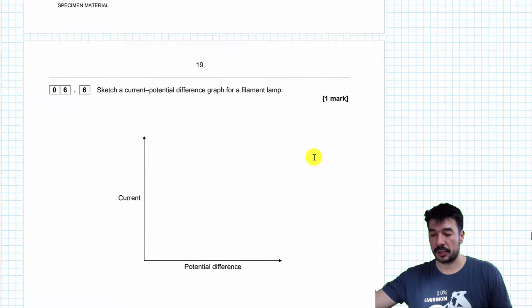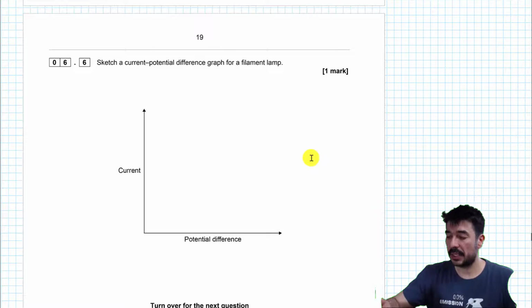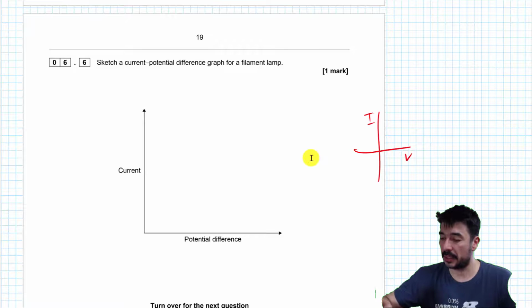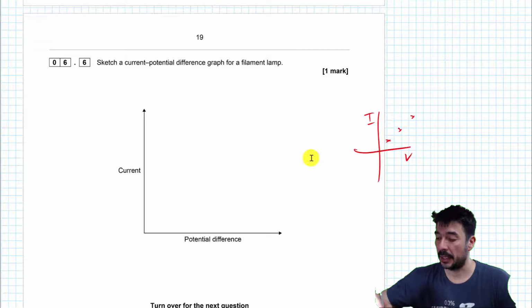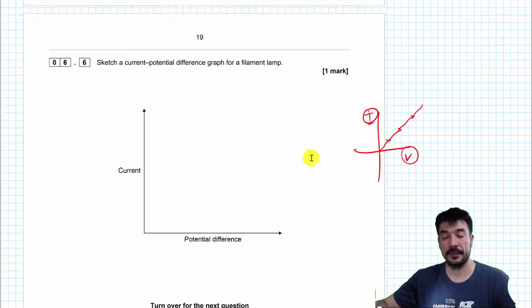Okay, and that's the last question. So, a filament lamp doesn't behave like a normal resistor. So a normal resistor looks like this, right? You make the voltage bigger, the current gets bigger. And it carries on like that, and the line is straight. It obeys Ohm's law. Voltage remains proportional to current, right?